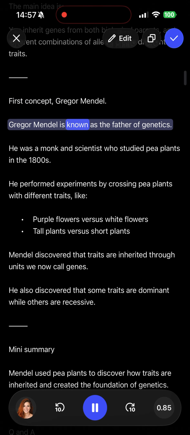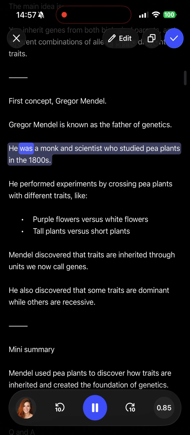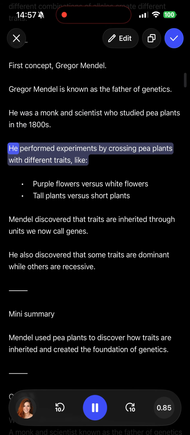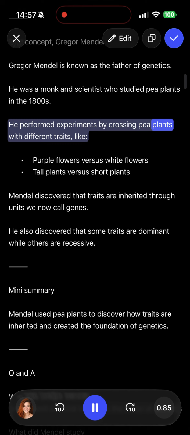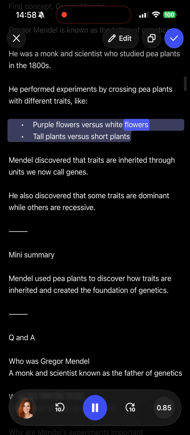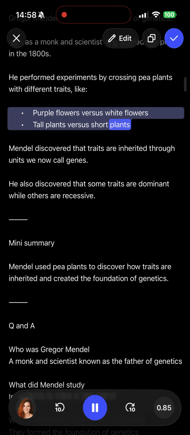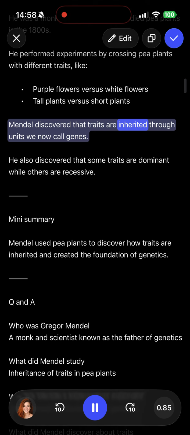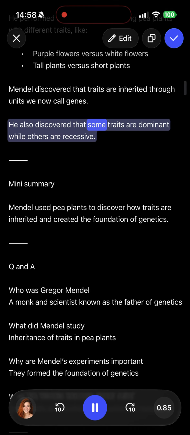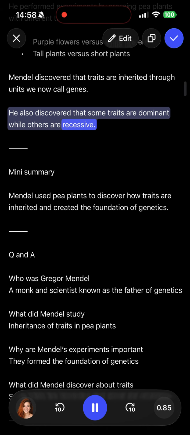First concept, Gregor Mendel. Gregor Mendel is known as the father of genetics. He was a monk and scientist who studied pea plants in the 1800s. He performed experiments by crossing pea plants with different traits like purple flowers versus white flowers, tall plants versus short plants. Mendel discovered that traits are inherited through units we now call genes. He also discovered that some traits are dominant while others are recessive.